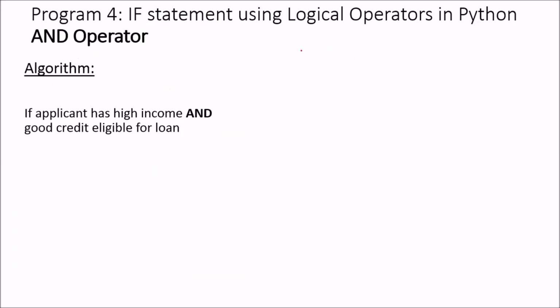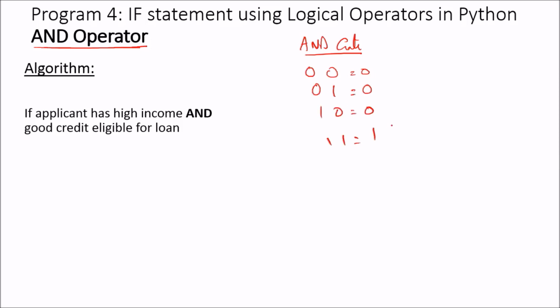Now, in logic operators, we have three basic logic operators which we are going to work on. First one is your AND operator. How does the AND operator work? It's just like an AND gate. And in an AND gate, what do you do? 0, 0 is 0. 0, 1 is 0. 1, 0 is 0. And 1, 1 is 1, right?